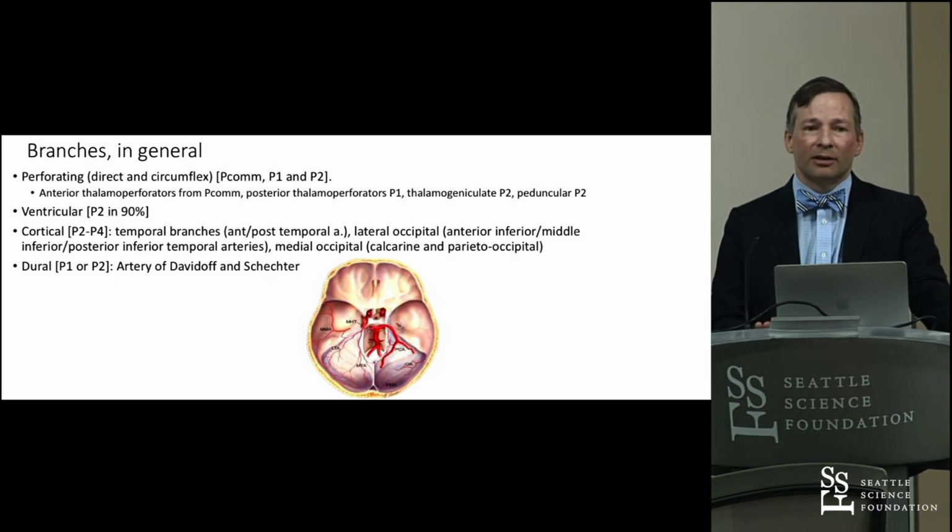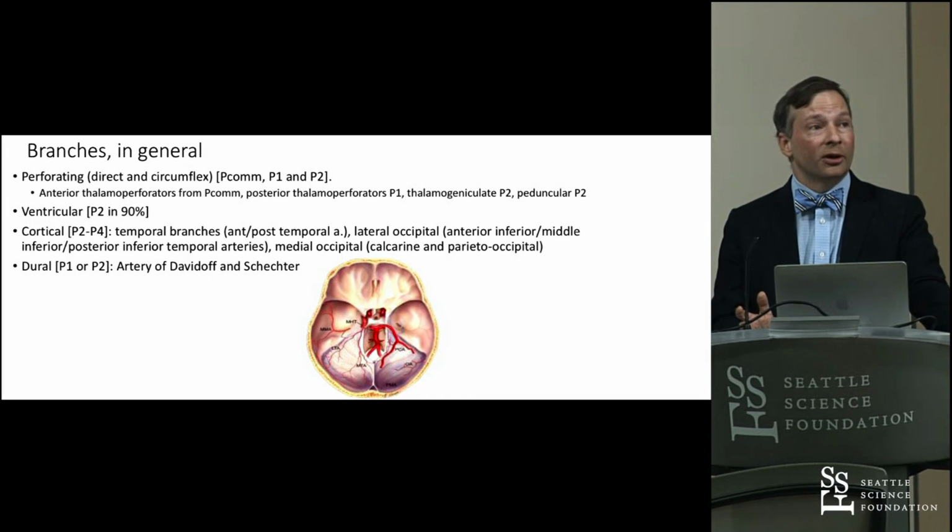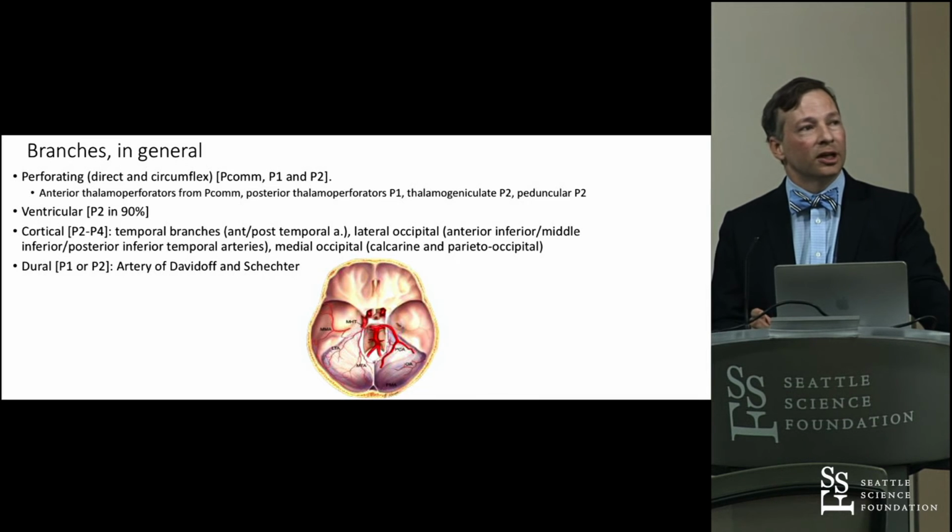Cortical branches have a lot of loose terminology used to describe them. There are temporal branches, which are anterior and posterior in some people's terminology, and the term lateral occipital is used by some. I think it's a good terminology, and from that arise the anterior inferior, the middle inferior, and the posterior inferior temporal arteries. And then finally a medial occipital stem. Again, I think a good term, that eventually gives off our calcarine and our parietal occipital.